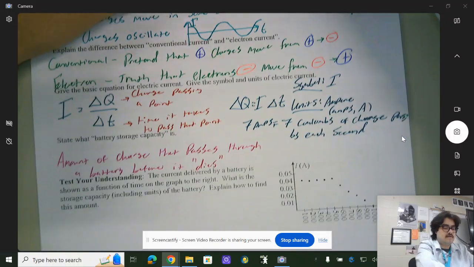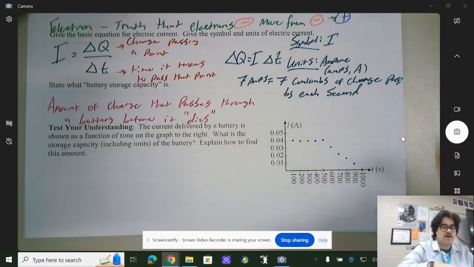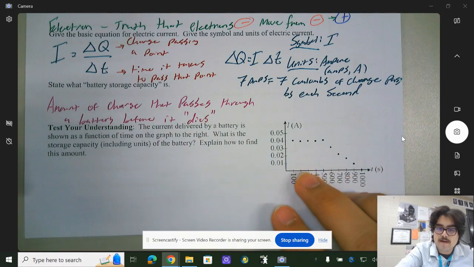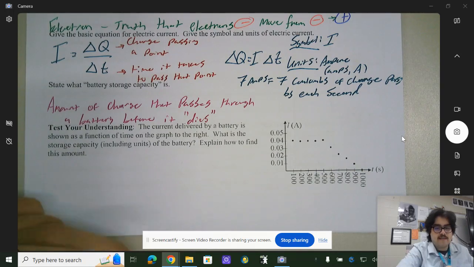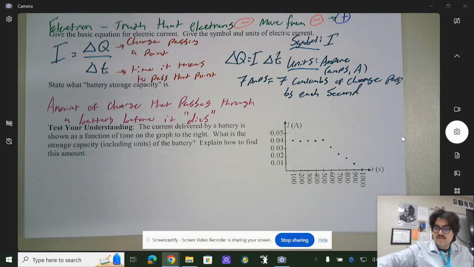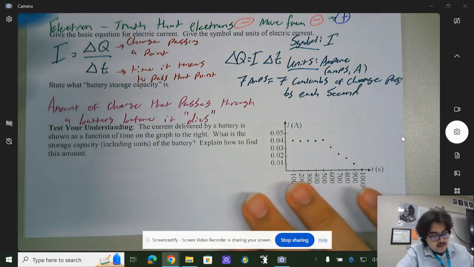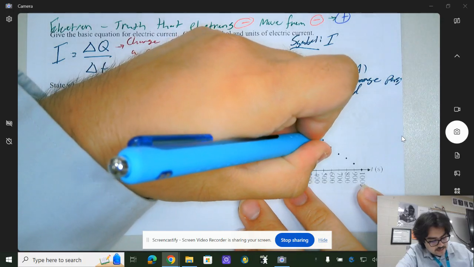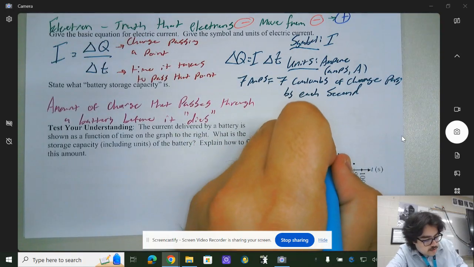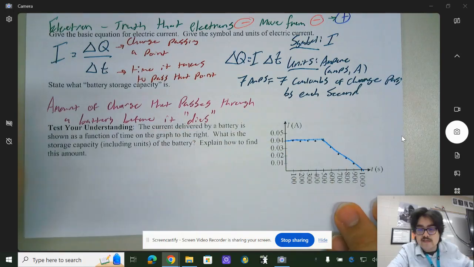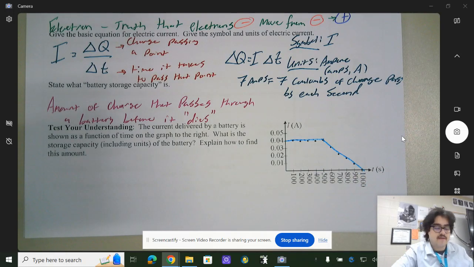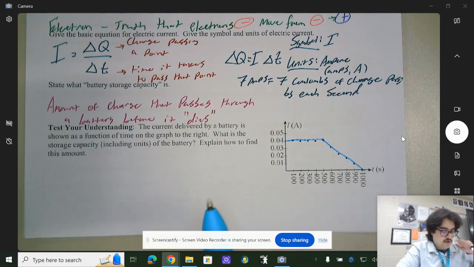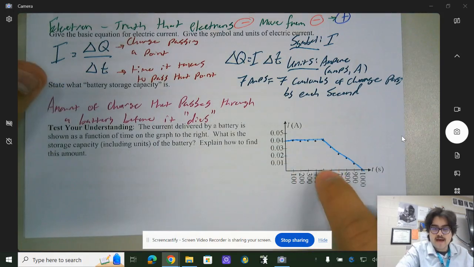You can determine the battery storage capacity from a current versus time graph. This is a current delivered by a battery shown as a function of time. What is the storage capacity of the battery? You notice that we have this graph of current versus time that is produced by a battery. It's steady, steady here, pretty steady there, and then it begins to decline until it hits zero. That's when the battery dies, when the current produced by the battery reaches zero, because now it doesn't work anymore.